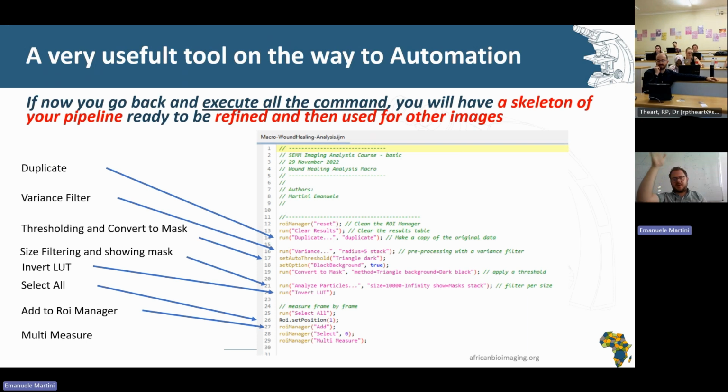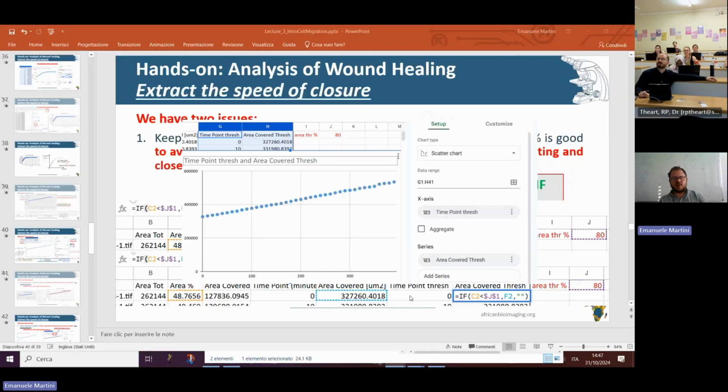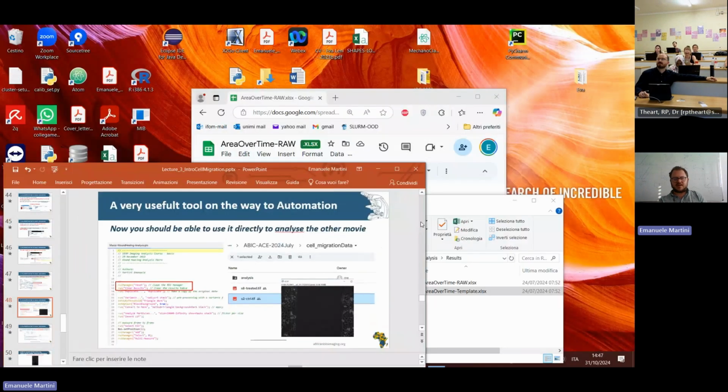This macro you will find in the folder that Renzo shared with you yesterday. And then this is really a script. Then you can use it to analyze any other experiment that you have, more or less. It's the starting point to analyze it. So let me just show you in 1 second what it means.